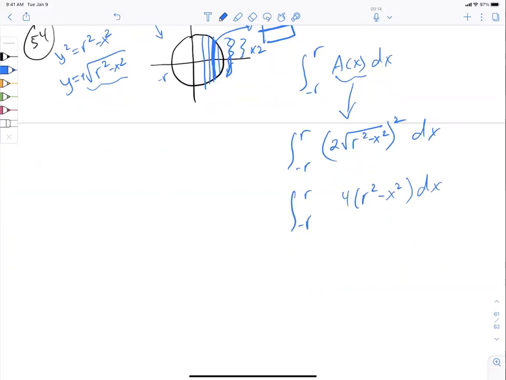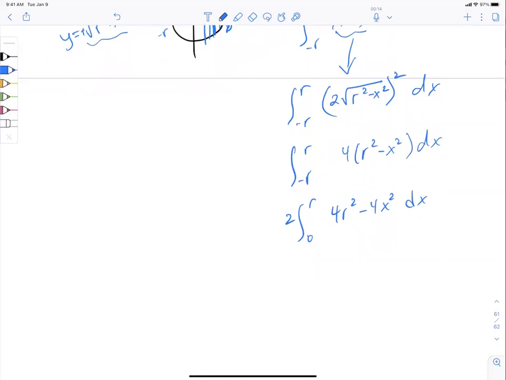Now, it's an even function. You can use that or you can just plug it in, but it's an even function because you only have x squared. So you can just go from 0 to r and double it. That's a good trick to use as often as you can. Just make sure that it is an even function for this.